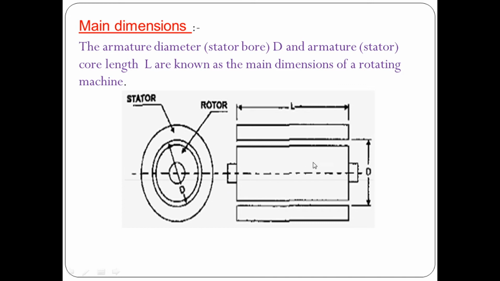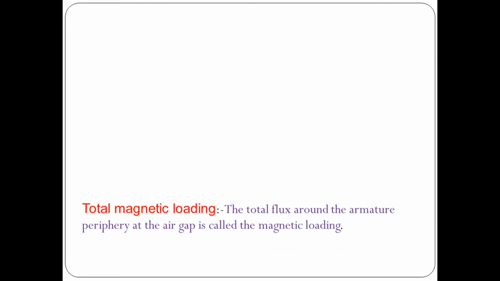If you see the side view of the induction motor, this is L, that is the core length, and this is capital D, that is the diameter. So these are the typical main dimensions of a three-phase induction motor.